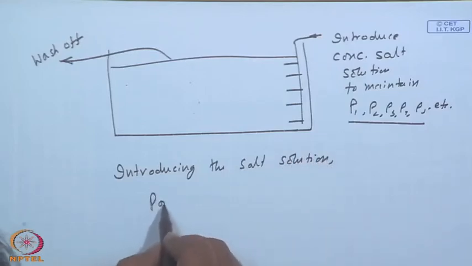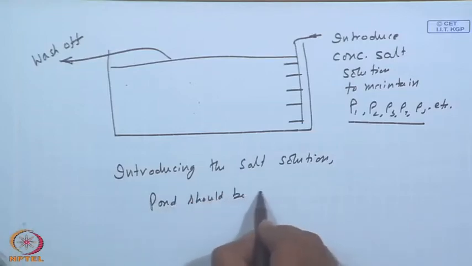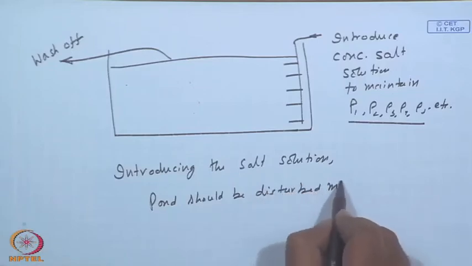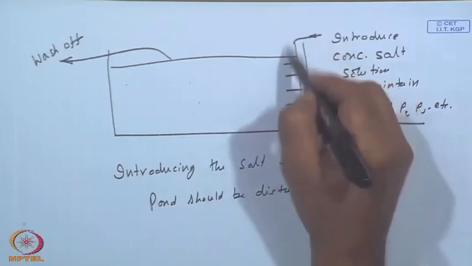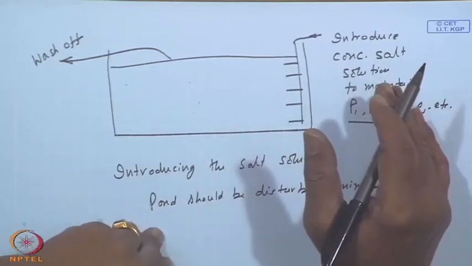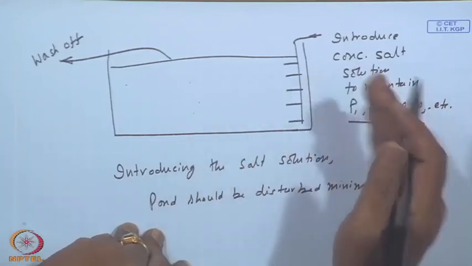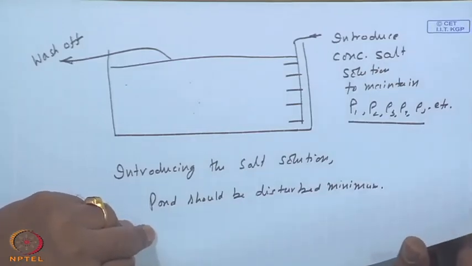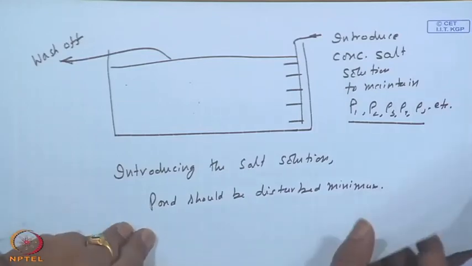the pond should be disturbed minimum. Though conceptually I have put one pipe with number of pipes, you may have something like a shower or a colander type of distribution from the bottom to just release the required quantity at the lowest possible velocity, so that there is no disturbance to the stratification of the solar pond.